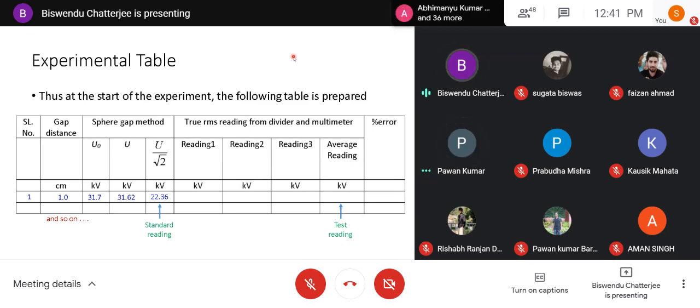Sir, so mathematically we will find the U, but what we will get from the readings 1, 2, and 3? I mean, that is the procedure. This is before going to the laboratory. I told you, before going to the laboratory.